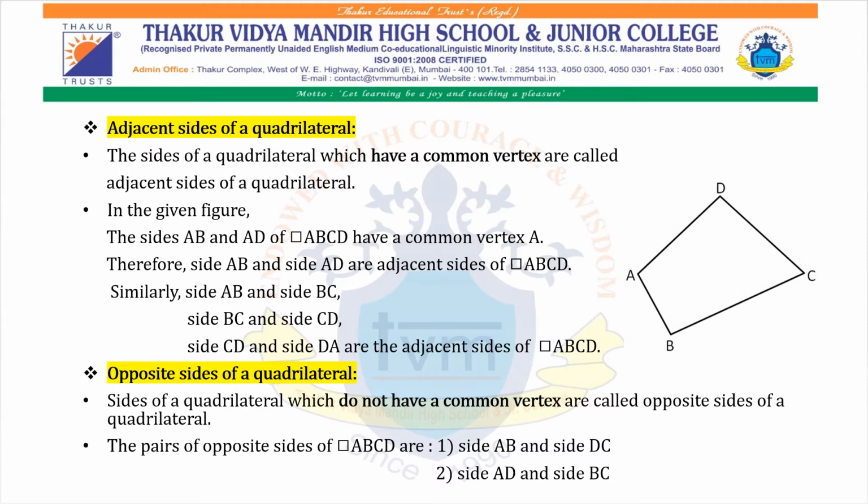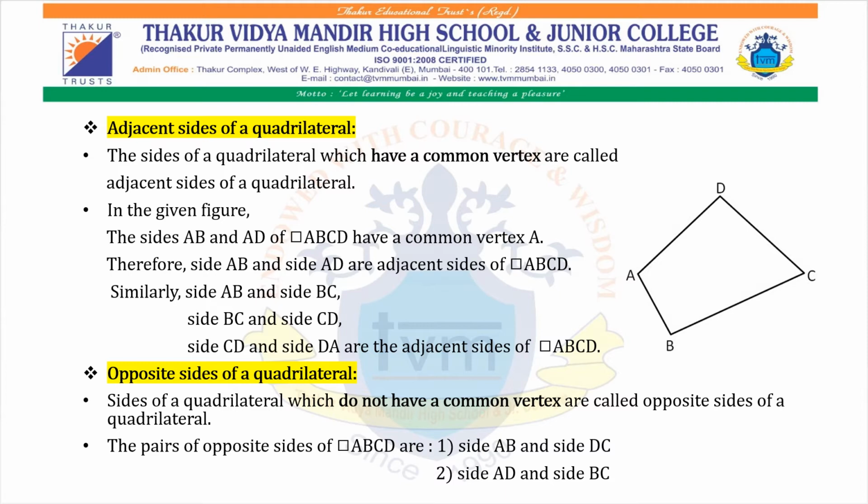Similarly, side AB and side BC have common vertex B. Side BC and side CD have common vertex C. Side CD and side DA have common vertex D. So these sides are called adjacent sides of quadrilateral ABCD.